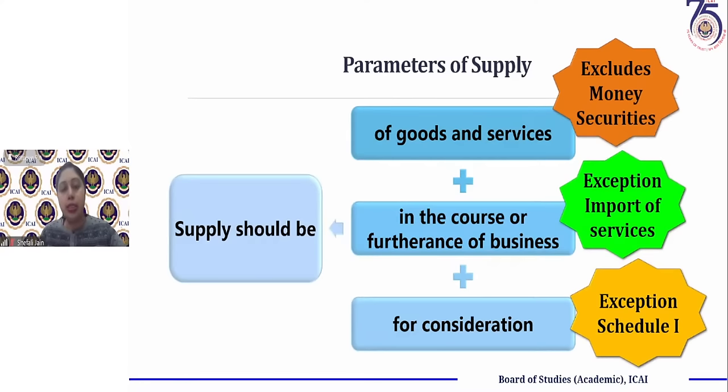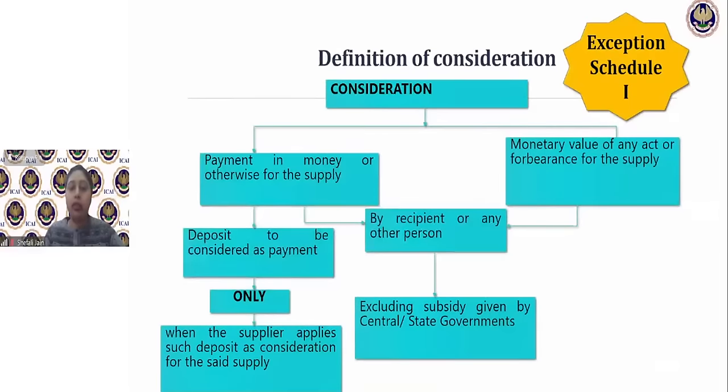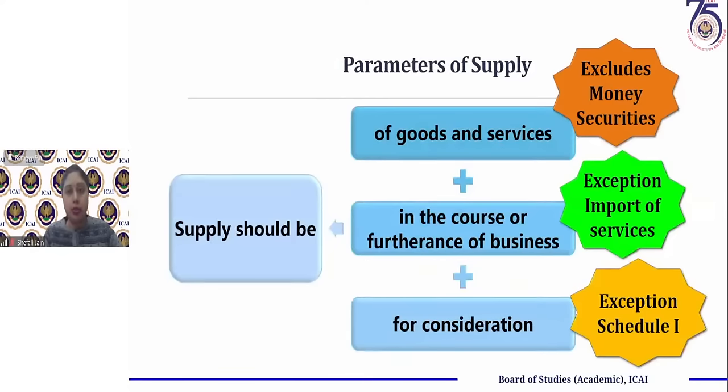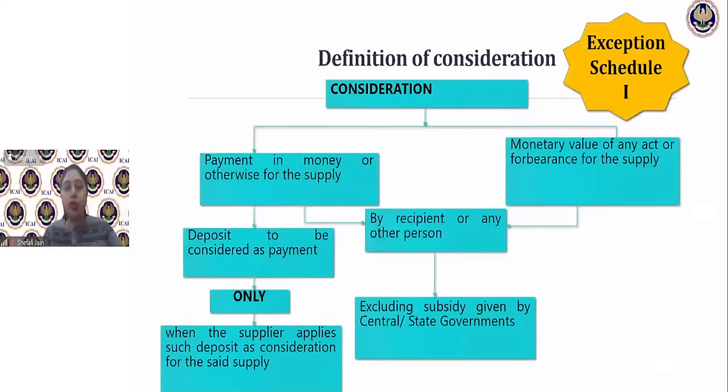We have seen goods and services. We have seen 8 forms of supply. Now, next we come to in the course or furtherance of business. Now, consideration. We come to consideration. Supply should be for a consideration. Okay. That means free of cost, if you are giving something to a person, then that is not a supply in general sense. Though there are some exceptions to that, and the exception here is in Schedule 1.